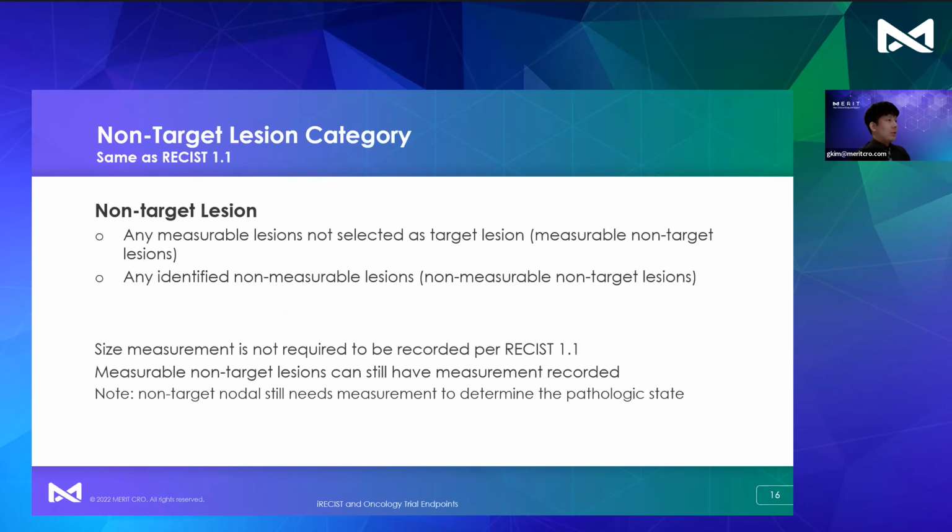For the non-target lesions, any measurable lesions that did not get included in the target lesions at baseline will fall under non-target lesions, and then any of the truly non-measurable lesions. We would still follow the same rules as RECIST 1.1. The size measurement is not required and is optional.